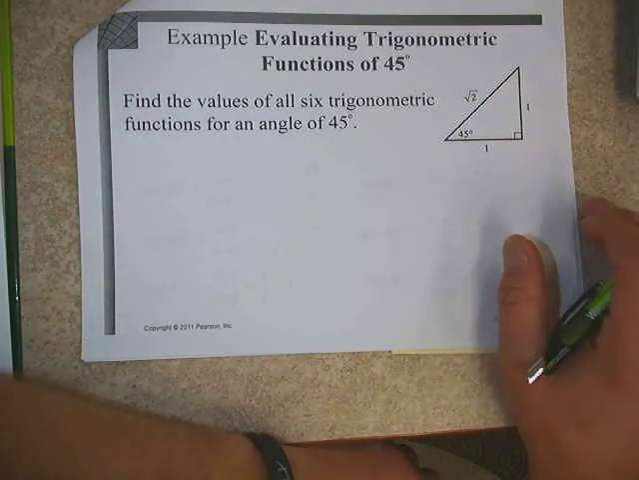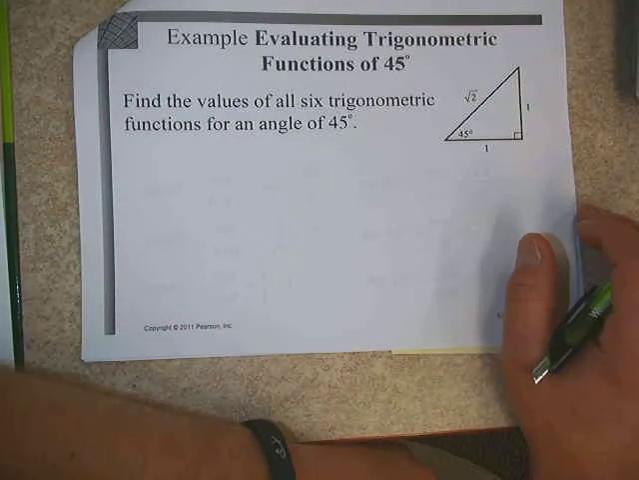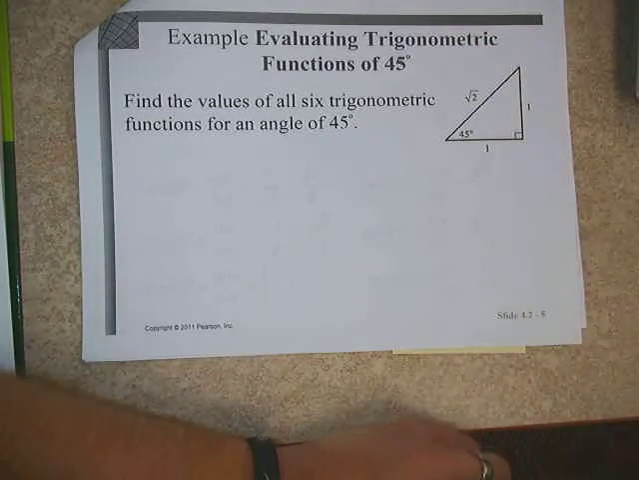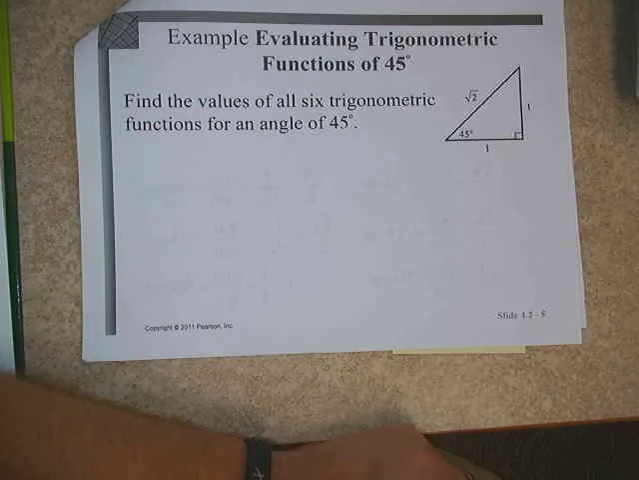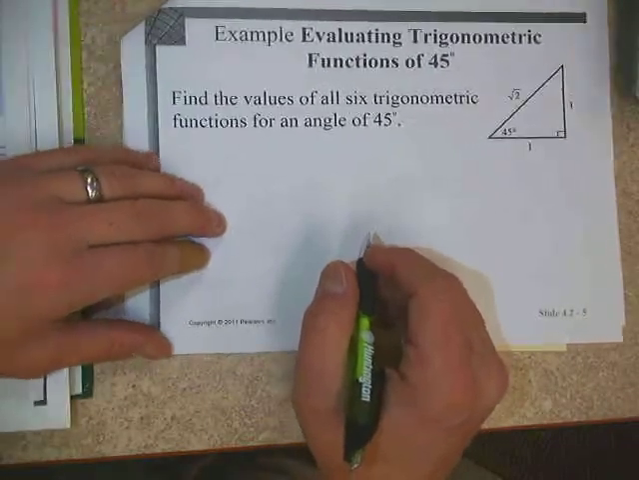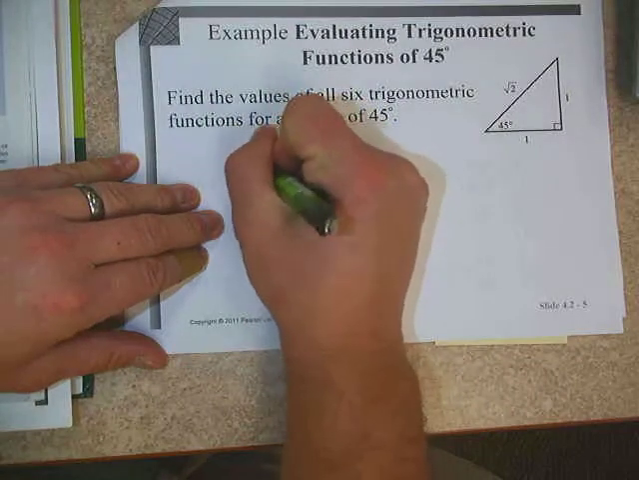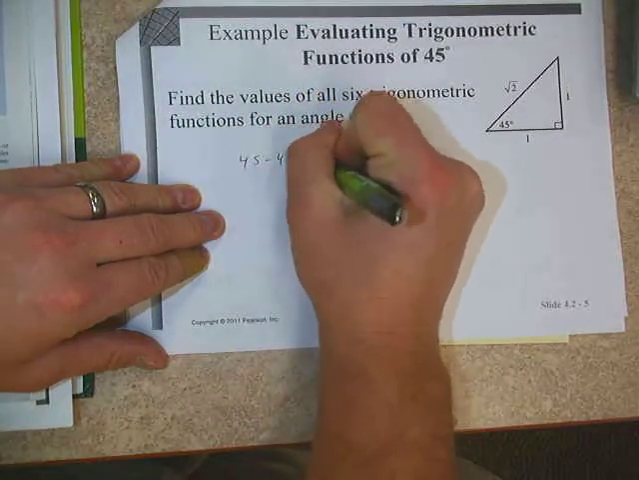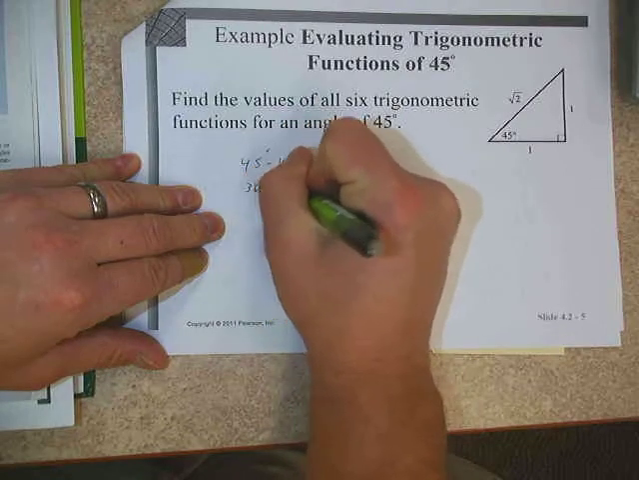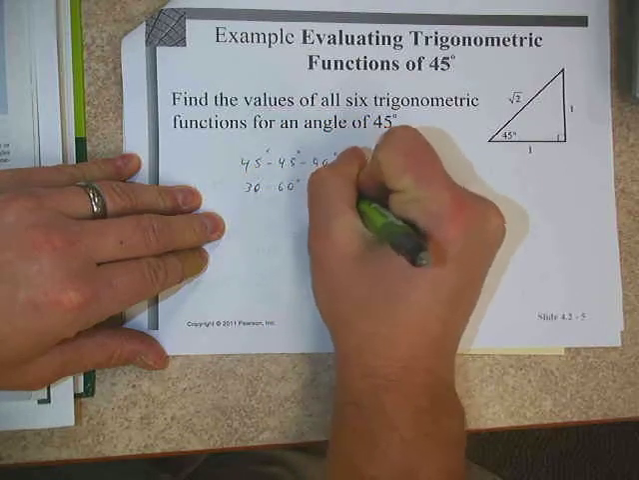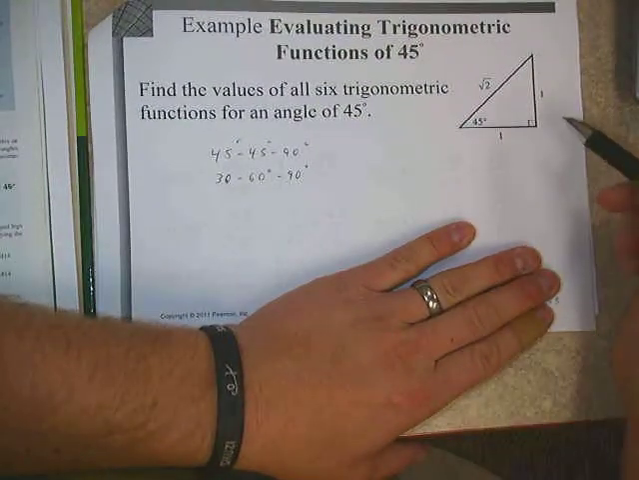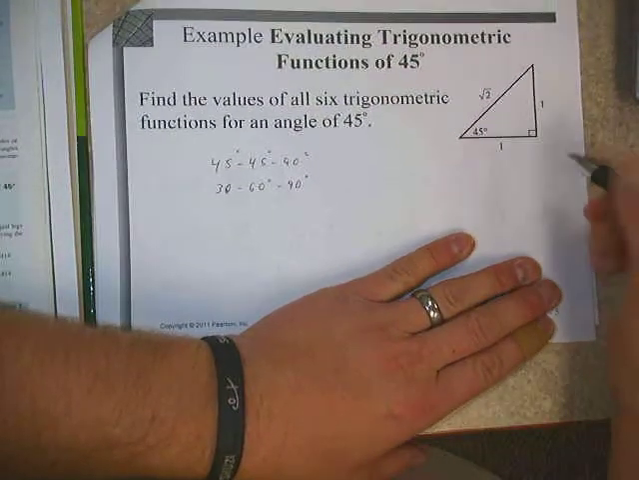Now, one of our main emphases is going to be being able to evaluate trig functions at particular angles. There are going to be three special angles that we're going to need to have memorized, starting today. The three special angles are going to be from the special triangles we learned about in Algebra 2. And that's a 45, 45, 90 triangle, and a 30, 60, 90 triangle.